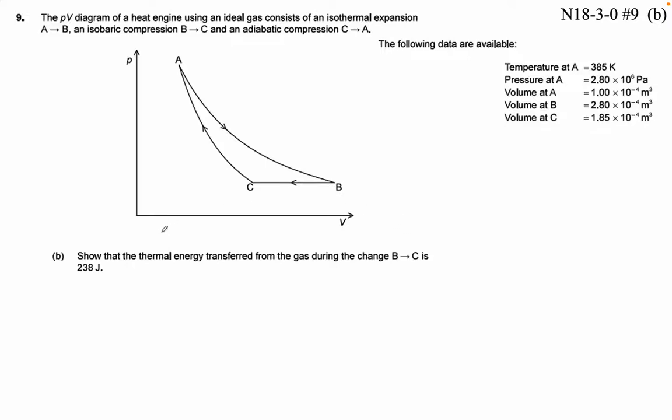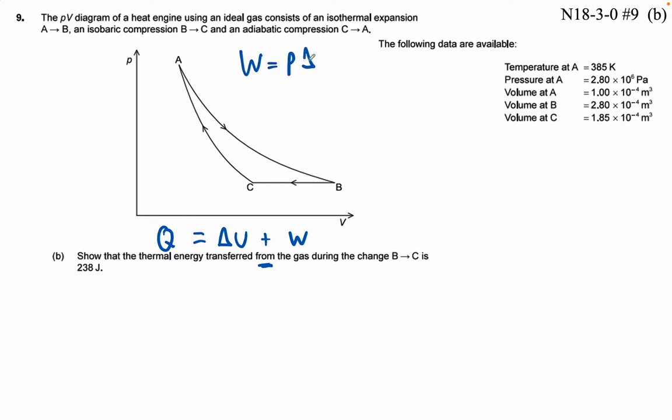Okay, so show that the thermal energy, that's Q, is 238 joules. Well, that's going to be the change in internal energy plus the work. Now notice that both of those are going to be negative things. It says transferred from the gas, that's a negative Q. So we have to figure these out independently. Let's do work first.